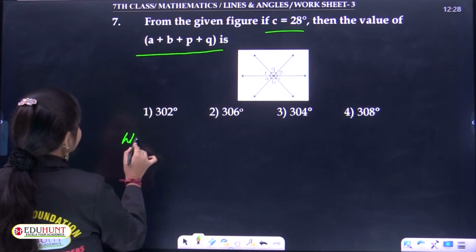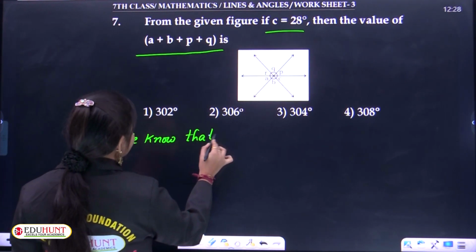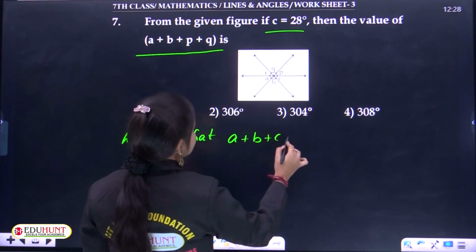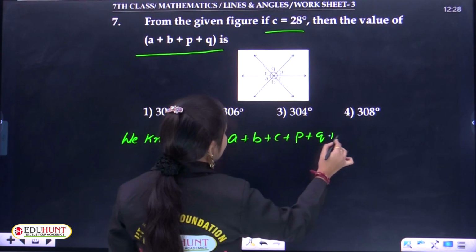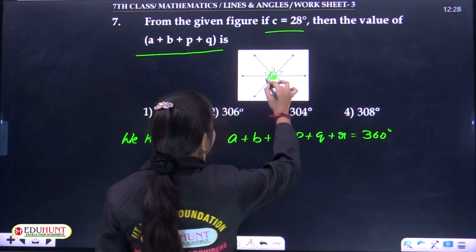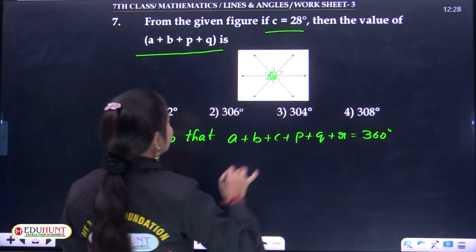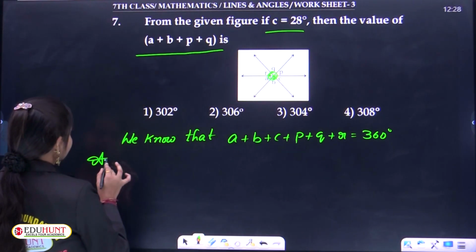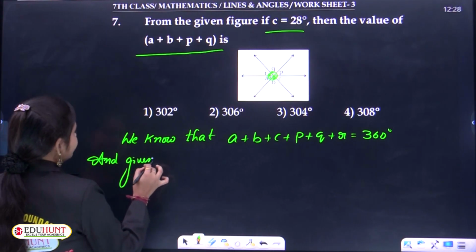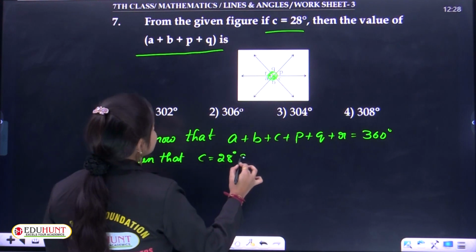We know that A plus B plus C plus P plus Q plus R is equal to 360 degrees. Why? Because at that point the total angle is 360 degrees only, no? Okay, that's why. And also given that C is equal to 28 degrees.